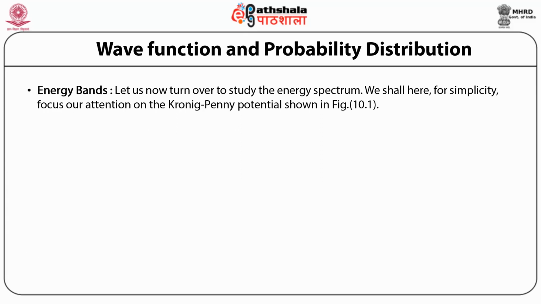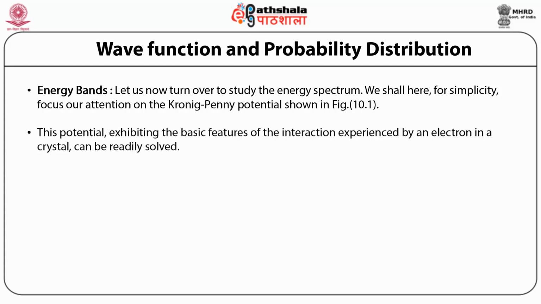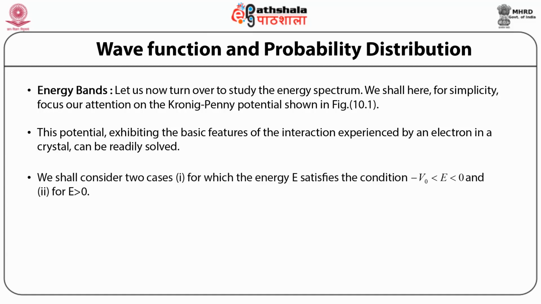We shall here, for simplicity, focus our attention on the Kronig-Penney potential shown in the figure. This potential, exhibiting the basic features of the interaction experienced by an electron in a crystal, can be readily solved. We shall consider two cases, one for which the energy E satisfies the relation E greater than minus V naught and less than 0, and two for E greater than 0. We take up the first case where E is greater than minus V naught and is less than 0.